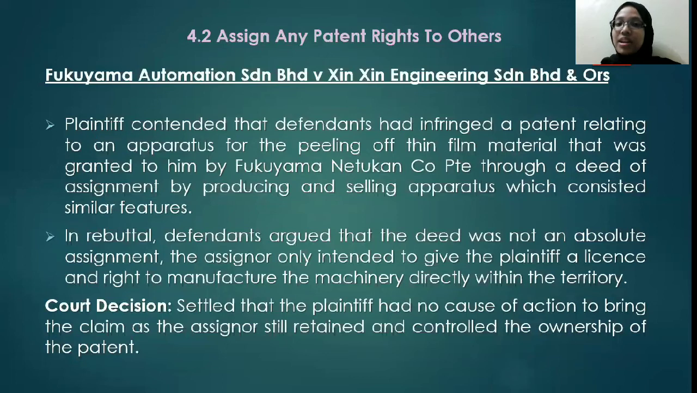In rebuttal, defendants argued that the deed was not an absolute assignment. The assigner only intended to give the plaintiff license and right to manufacture the machinery directly within the territory of Malaysia. The court then settled that plaintiff had no cause of action to bring the claim as the assigner still retained and controlled the ownership of the patent.